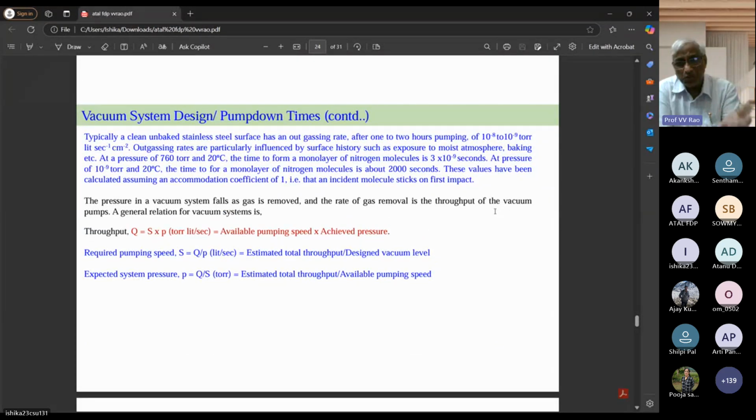So this is the same, Q is equal to S into P. This is the fundamental thing. For a given load, that load can be process load, that load can be unavoidable leaks, or some other leaks. Everything evaporating or coming from the surfaces inside is called outgassing. Coming from the outside, they are called leaks. Coming from the actual melting and evaporating, that's called process. There are process loads, outgassing loads, and leak loads.